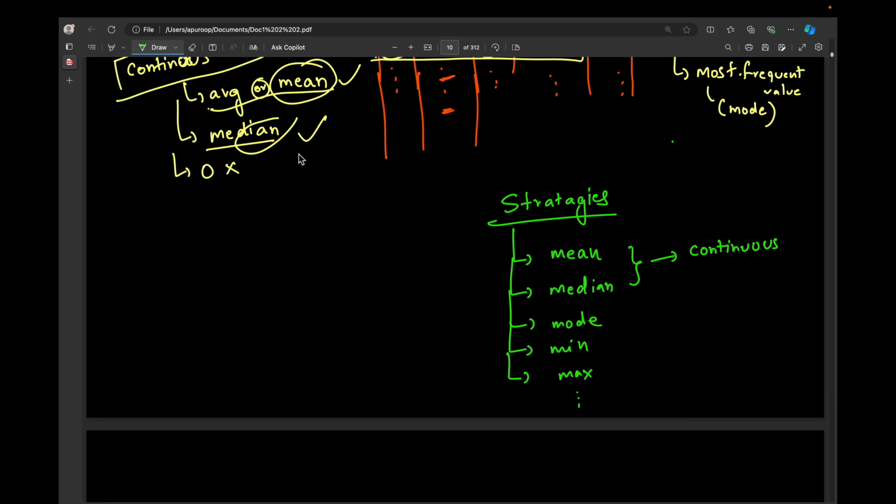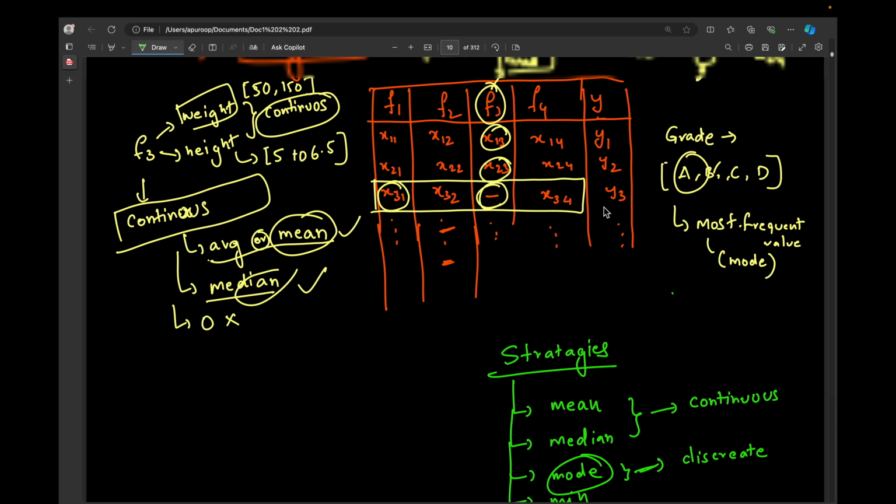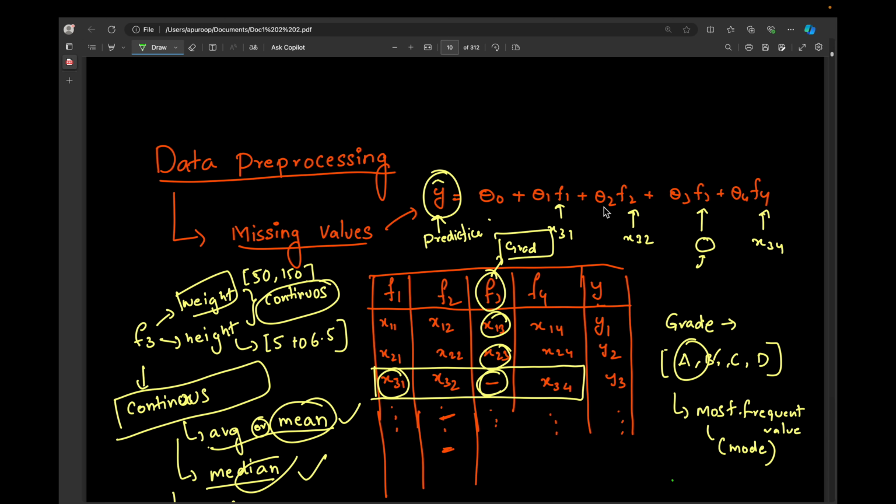And what are continuous features? Something like height or weight. And mode can be a good strategy for a discrete feature. What are discrete features? Something like grade, where all the values we know beforehand. Okay, in grade we know that A, B, C, D are the possible values. So such kind of features are called discrete features. So in such case, we can use this mode strategy. So this is the theory behind, or like this is the kind of pre-processing technique that we can do.